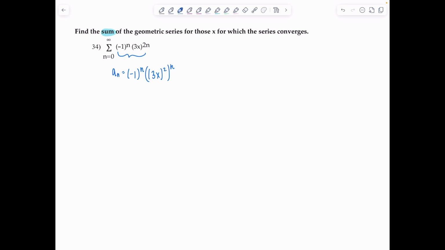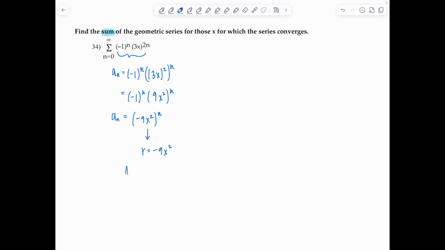So now this helps me simplify things. This is negative 1 to the n. Inside I have 9x squared to the n. And then those can get grouped together, negative 1 and 9x squared. And then we just have negative 9x squared to the n. That's a sub n. So here I can clearly see r is negative 9x squared. All right.